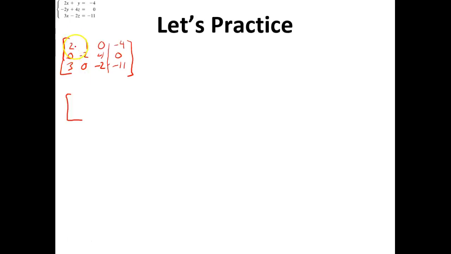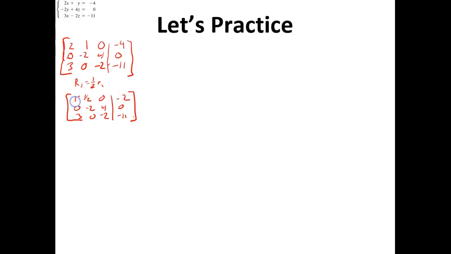What do I have to do to make this a 1? I'm going to have to change row 1 by multiplying it by a half. And when I do that, I'll get 1, 1/2, 0, and -2. The other ones are just going to stay the same. So 3, 0, -2, -11.